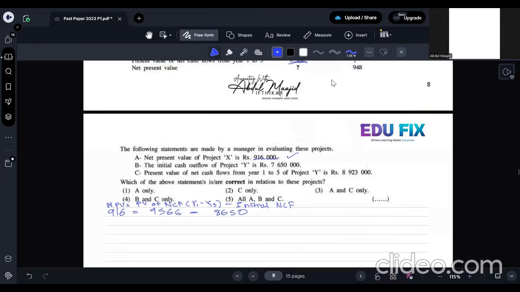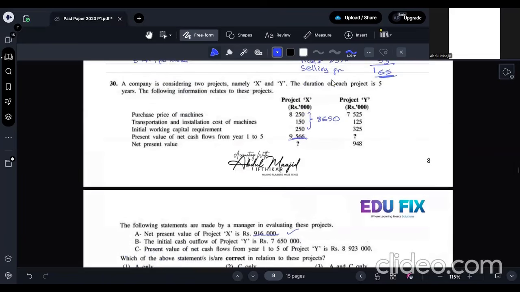B. The initial cash outflow of project Y is 7,650. Is that correct? Purchase price 7,525. Transportation and installation 125. Initial working capital 325. Then 7,525 plus 125 plus 325, that is 7,975. So B is wrong. Initial cash outflow of project Y is 7,975.